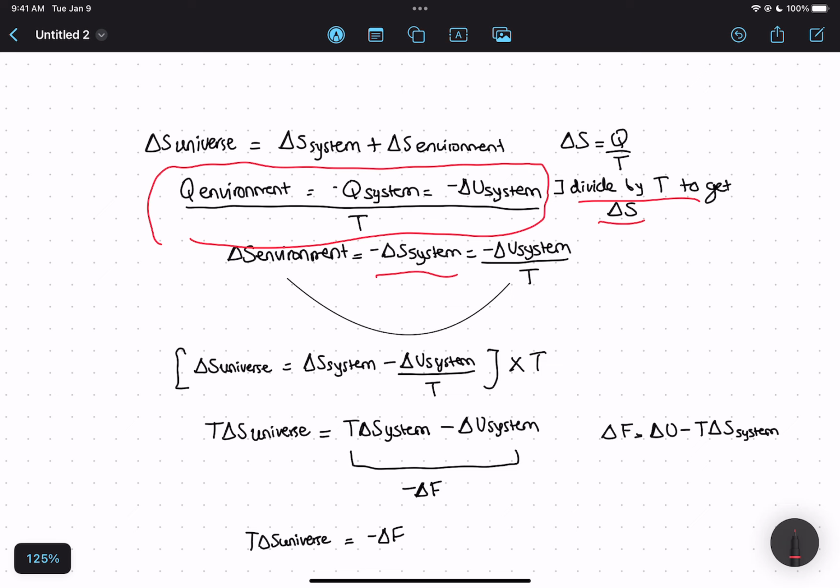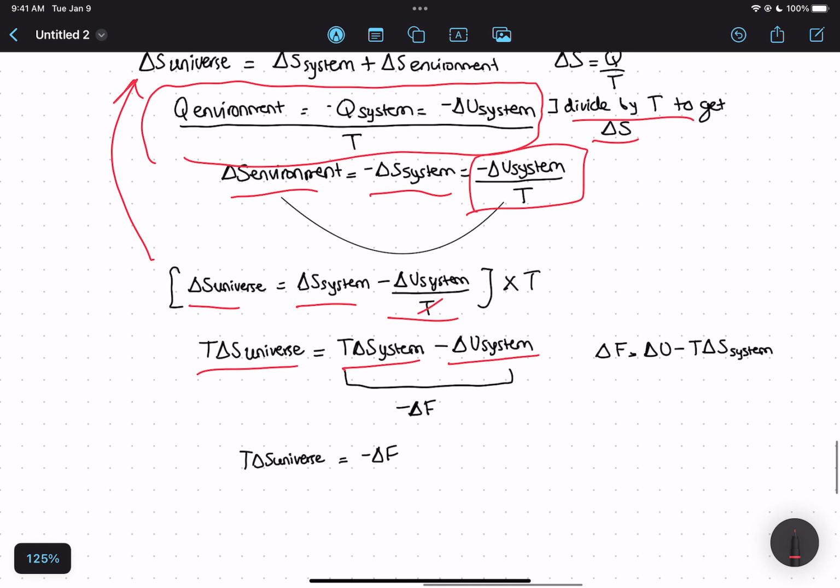Now, if we rearrange things and use this initial equation, right? Delta S universe is equal to delta S system plus delta S environment. Well, S environment, right? We said that was equal to negative delta U system divided by T. So we can plug it in. We can say delta S universe is equal to delta S system minus delta U system divided by T. If we multiply by T all the way around, we can cancel out this T. We have T delta S universe equals T delta S system minus delta U system.